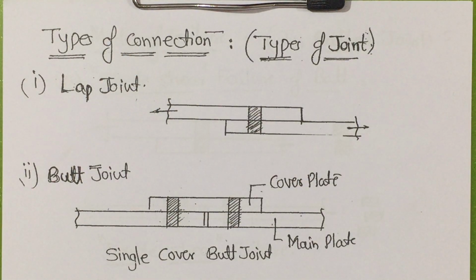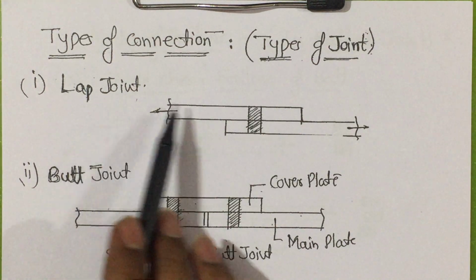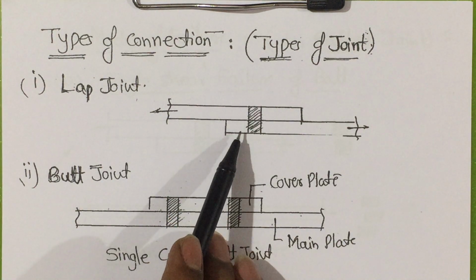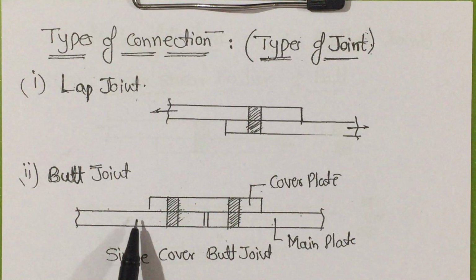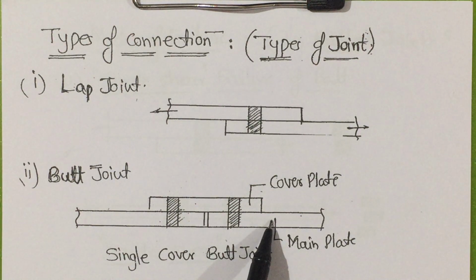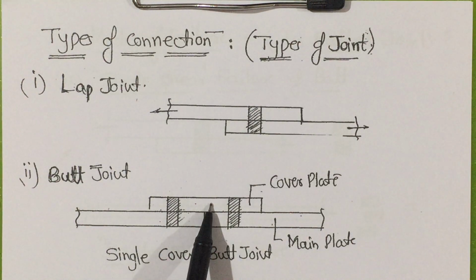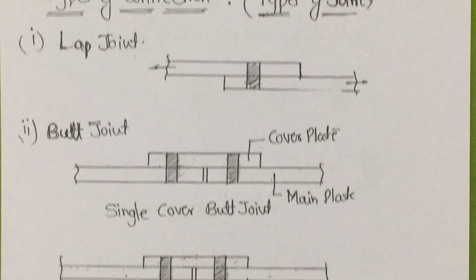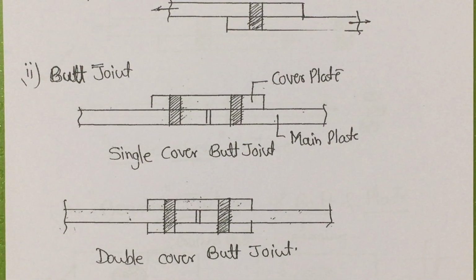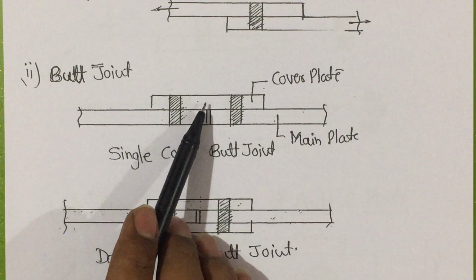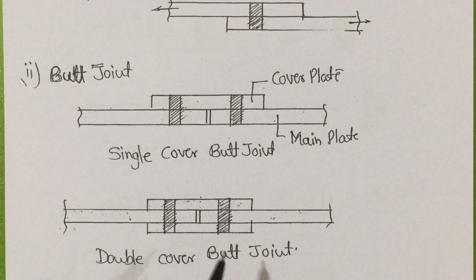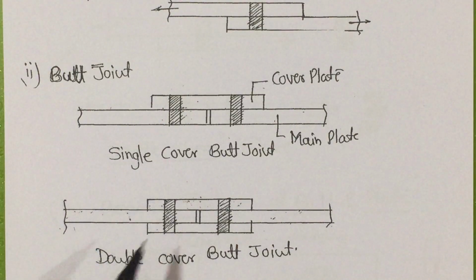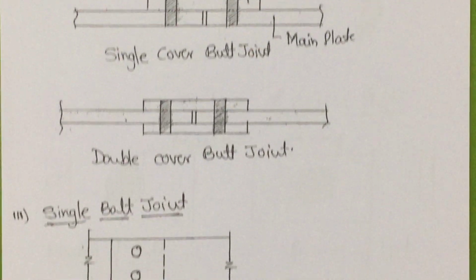If we come to the types of connection, that is types of joint, here we come across different types of joint, like lap joint, the one plate over the other plate, then butt joint, one plate beside the other plate, which will be covered by the cover plate. The cover plate may be single cover butt joint or double cover butt joint. That is, we may provide the cover plate on one side or on both sides. Depending upon that, we call it single cover or double cover butt joint.